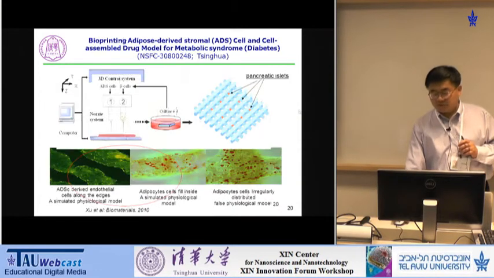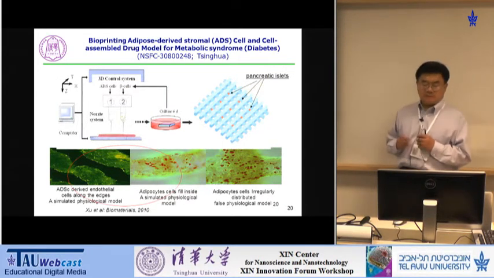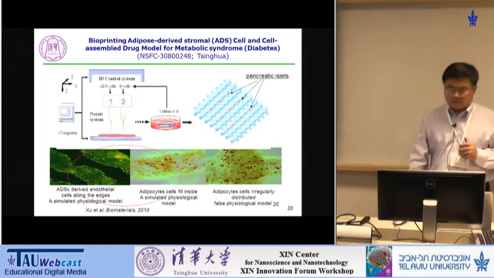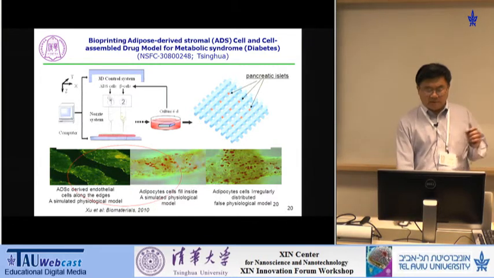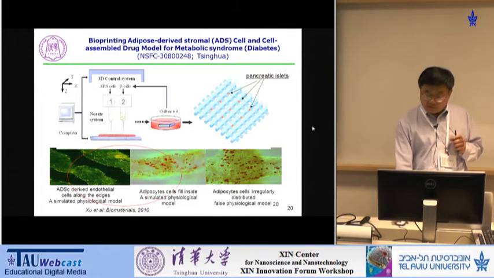because people drink alcohol and damage the liver. And we did have this good example of an application for a diabetes test, where we printed fat-derived stem cells and beta cells, patterned them, and also put insulin here. Then we compare our results with the results without printing.